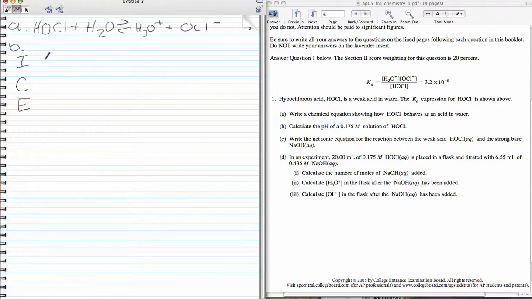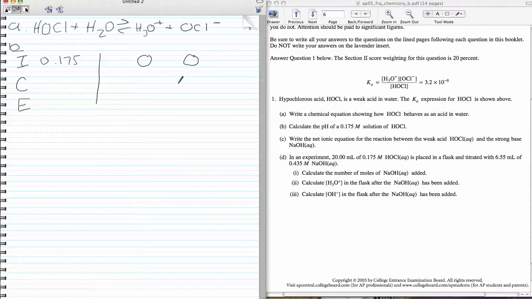But in this, our concentration of HOCl initially, so this is before we get any dissociation with the water, would be 0.175. Water we don't really care about. H3O plus, before we get any dissociation, we don't have any of that. Really, we have some from the water, but it's not going to make a difference. And we don't have any OCl minus.